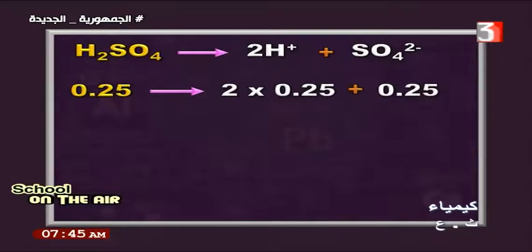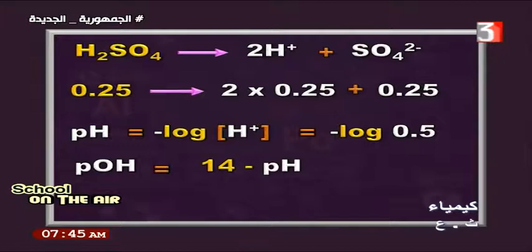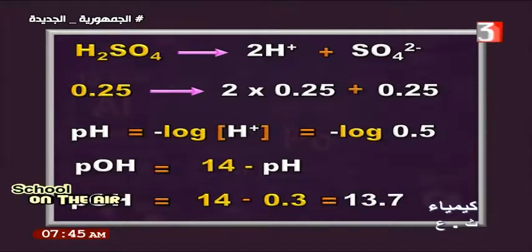Here, we know that sulfuric acid ionizes into 2 hydrogen ions and 1 sulfate anion. So a 0.25 molar concentration of sulfuric acid gives 2 times 0.25 molar hydrogen ions and 0.25 molar sulfate ions. So pH equals negative log of the concentration of hydrogen ion, so equals negative log 0.5. So pOH equals 14 minus pH, so pOH equals 14 minus 0.3, which equals 13.7.